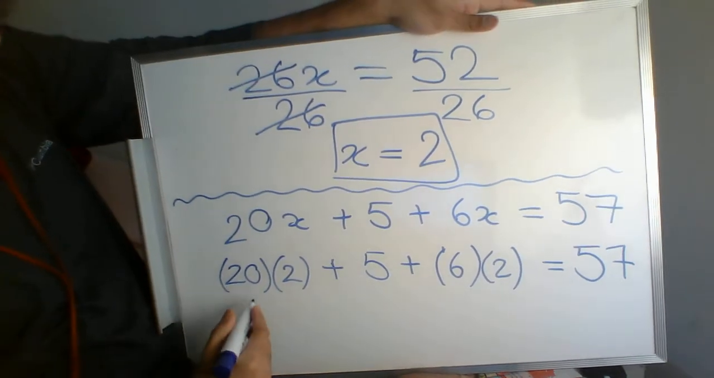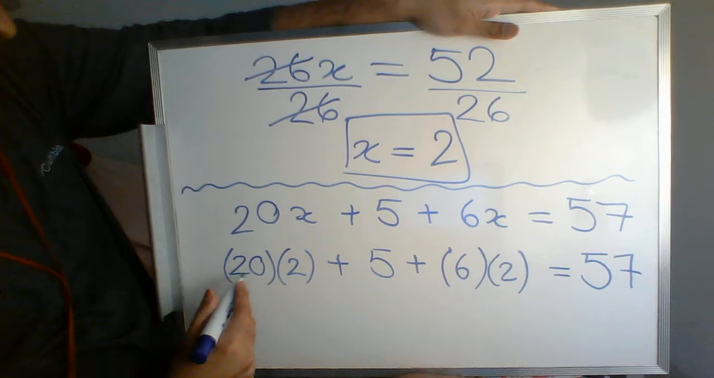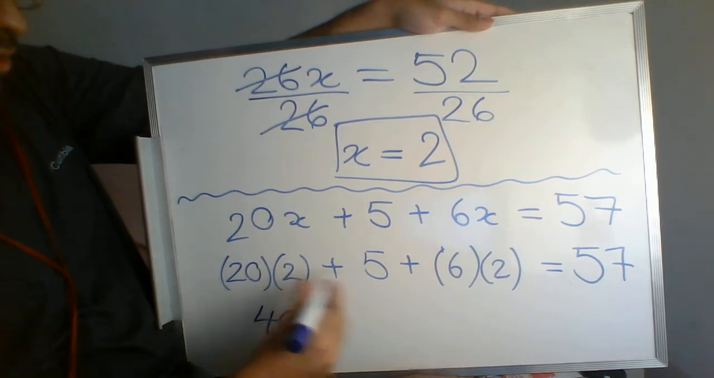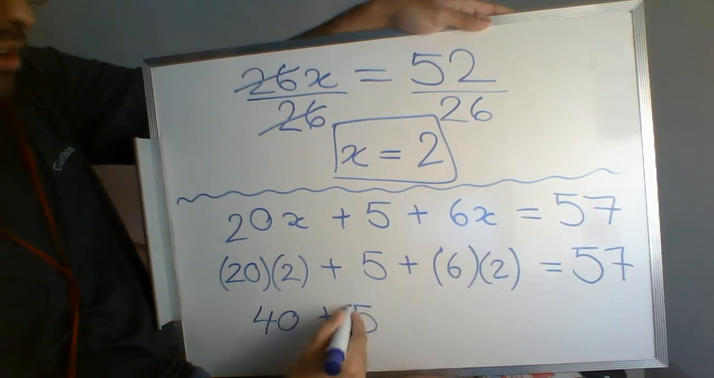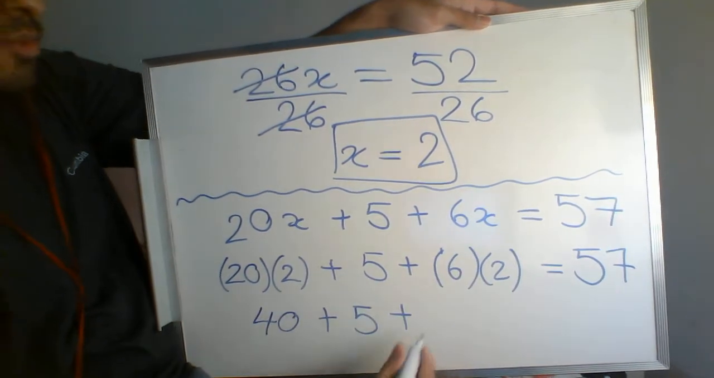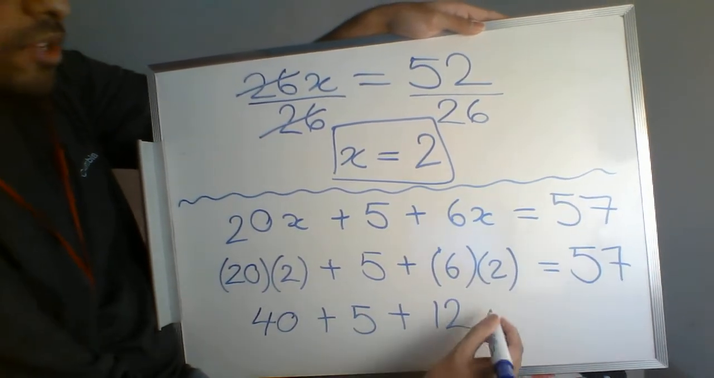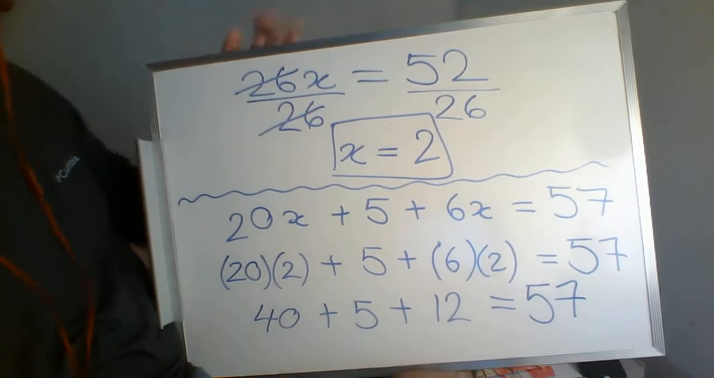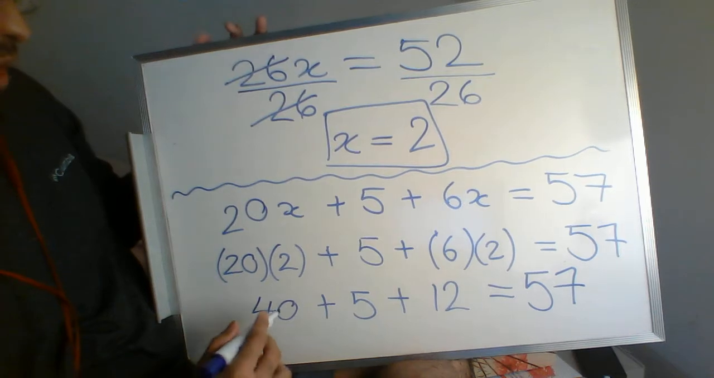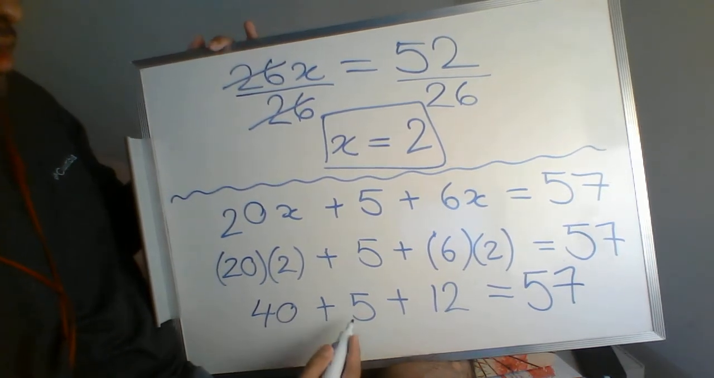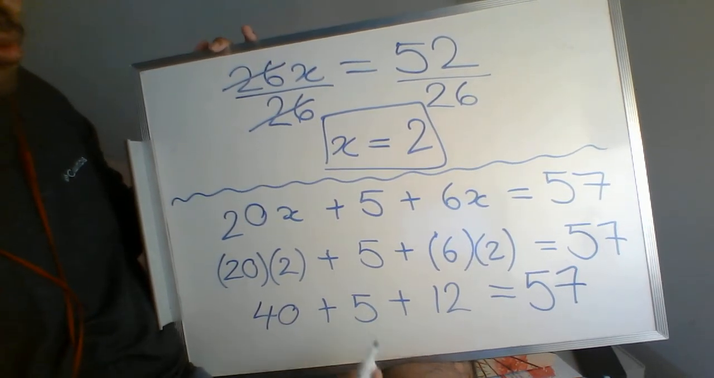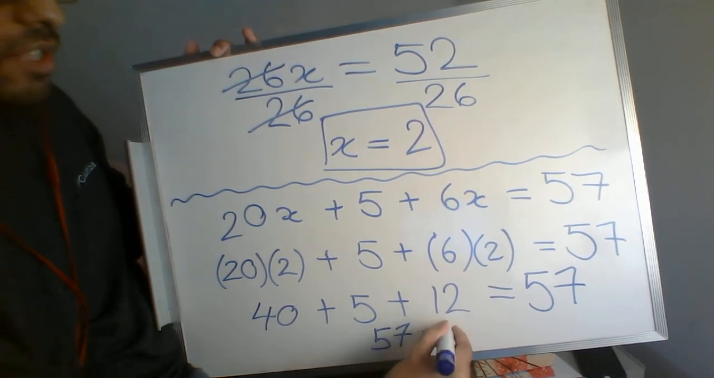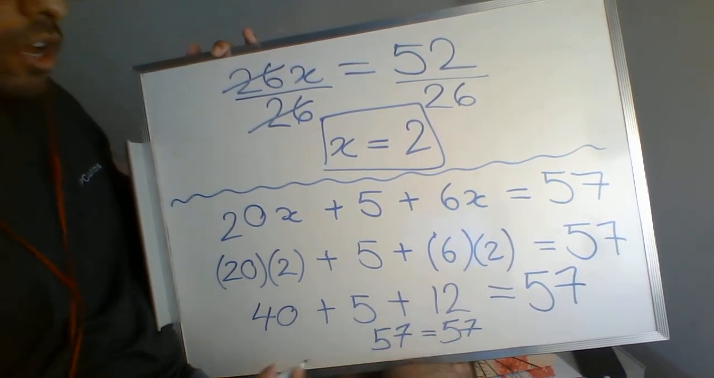So let's go ahead and do that multiplication and see what we get. Here, 20 times 2 is going to give us 40. So that's 40, and then we've got plus 5, and then 6 times 2 is 12. So we've got plus 12 there, is equal to 57. I'm running out of space, but if you add these together, 40 plus 5 is 45, plus 12 is going to give us indeed 57. So we got 57 on the left side, and 57 on the right side.